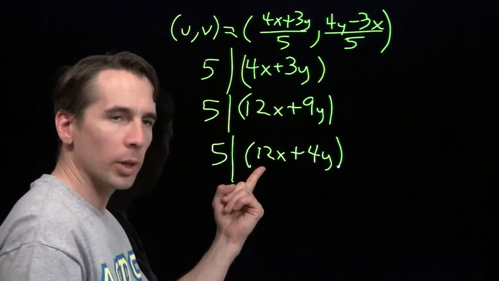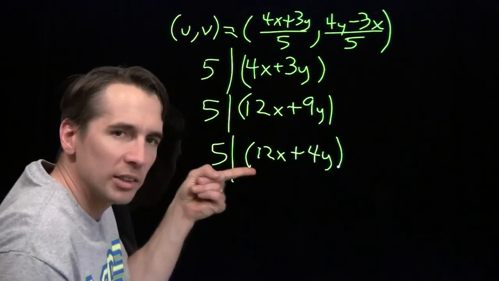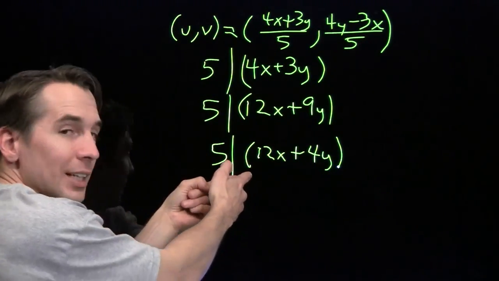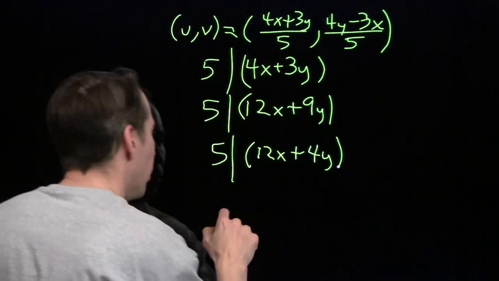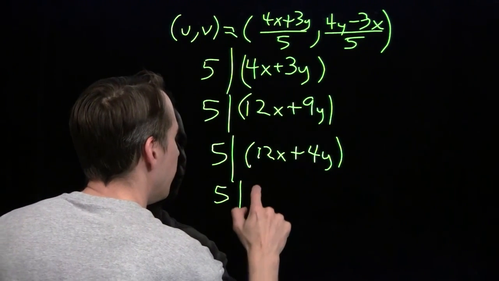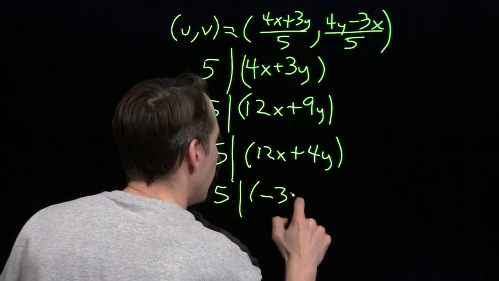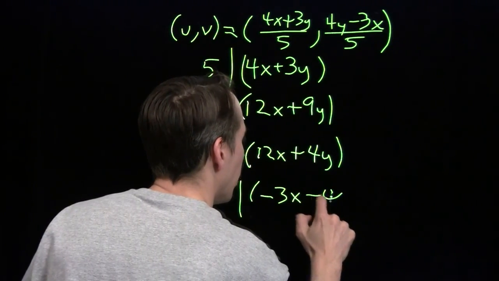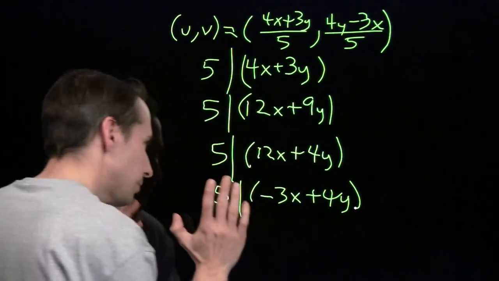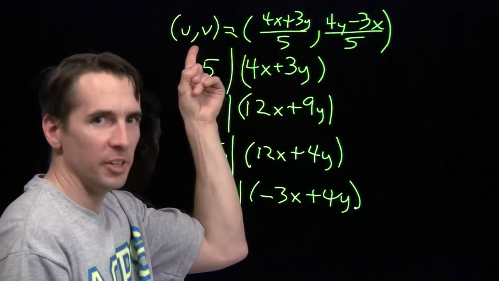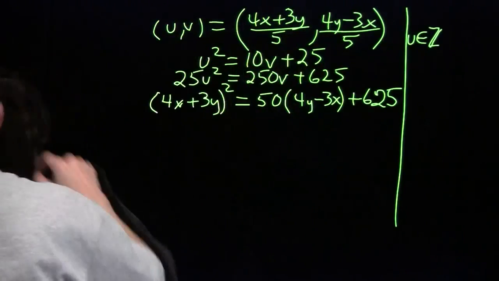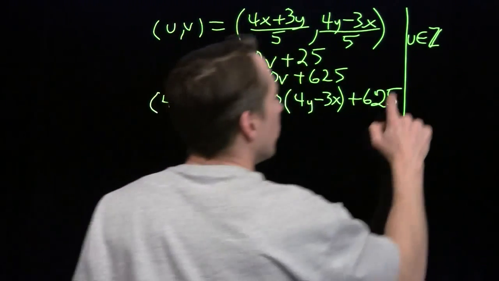And now we can see where we're going to get our minus 3x. We're going to subtract another multiple of 5. We're going to subtract 15x. x is an integer, so that's a multiple of 5. I subtract my 15x, and sure enough, 5 divides negative 3x plus 4y. That tells me v is an integer. And now I'm really happy. v is an integer too.